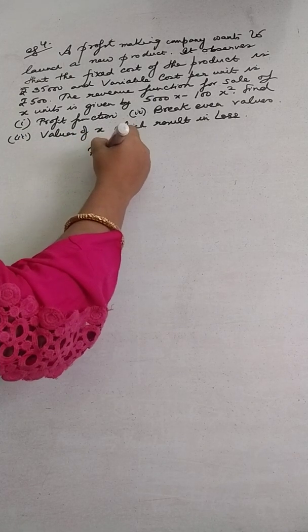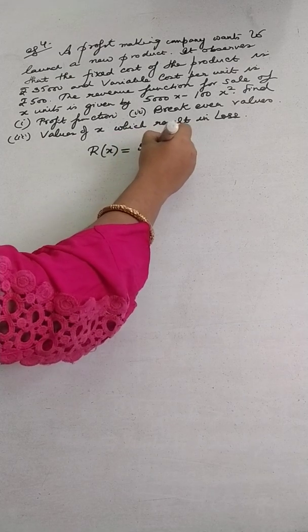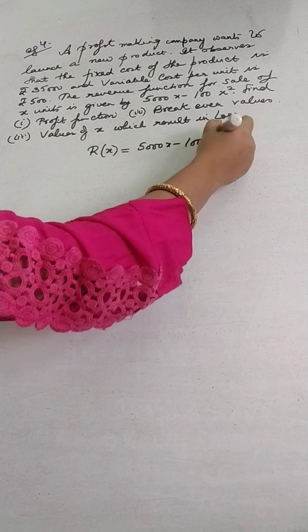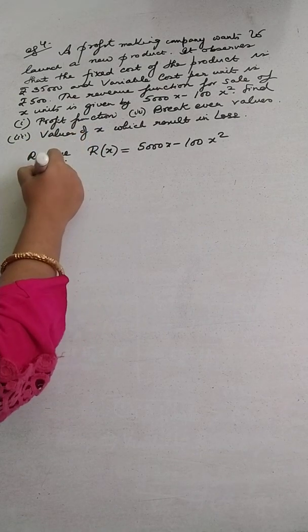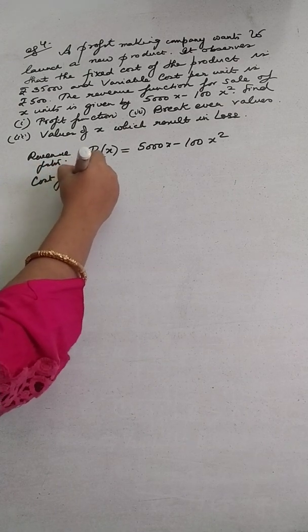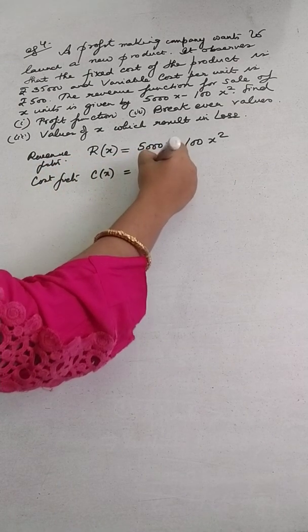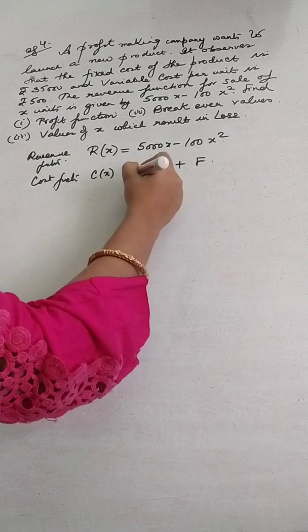To find the profit function, we need to know the cost function and the revenue function, isn't it? Profit function is R(x) minus C(x). So let's frame the C(x) first because R(x) is already given. R(x), the revenue function, is given as 5000x minus 100x squared. What is the cost function therefore? Cost function C(x) is supposed to be the variable cost plus the fixed cost, isn't it?